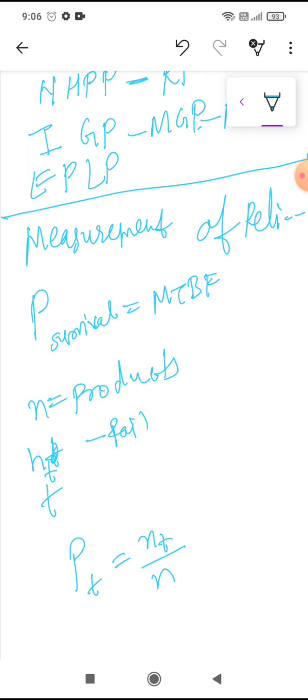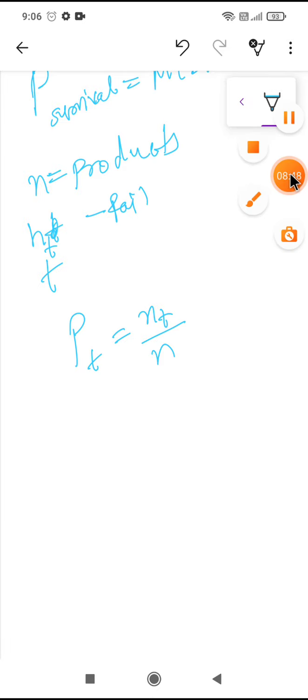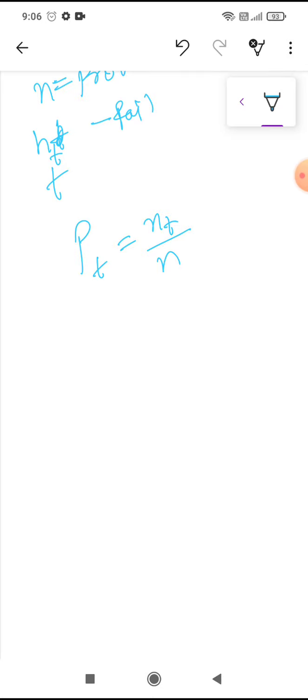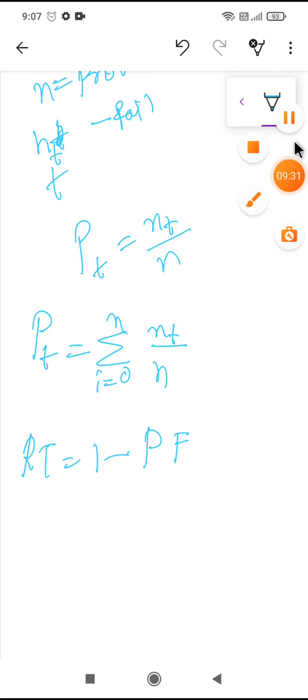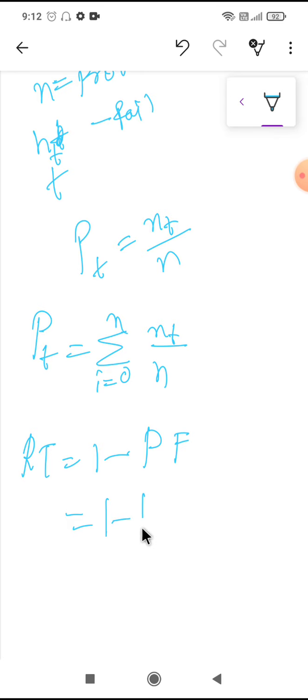In order to evaluate the reliability, it is important to check the performance of the product over the intended length of time t. So the probability pt will be equal to summation of i running from 0 to n, nt divided by n. The reliability Rt is equal to 1 minus probability of failure, that is 1 minus pt.